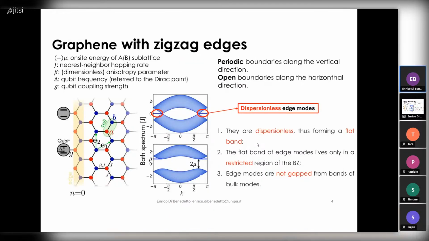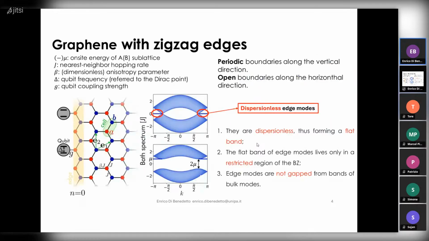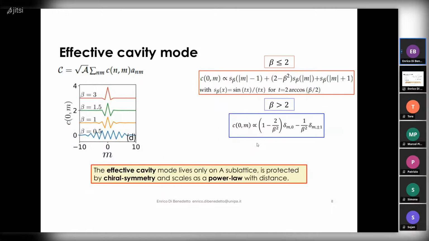So basically, what you're saying is that by changing this beta, you're changing the width of this partial fragment, and this in turn changes the spatial extension of your effective cavity mode. And since your effective cavity mode is the result of a superposition of the edge modes, it also lives only on the A sublattice, which means that I have to couple my qubits to the A sublattice in order to observe this kind of dynamics, to couple those modes.